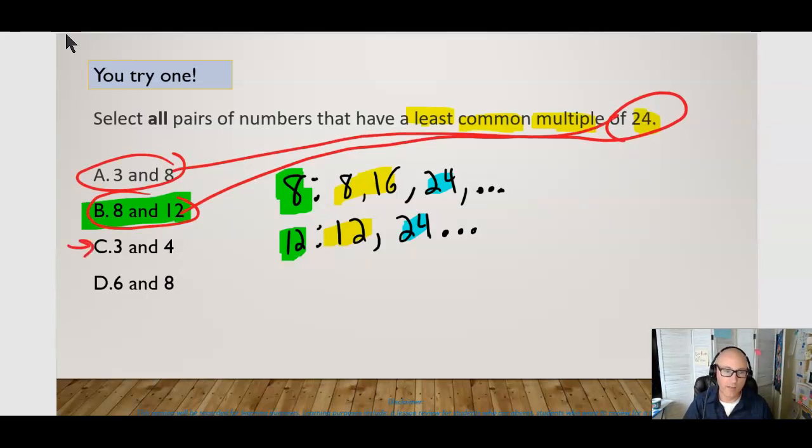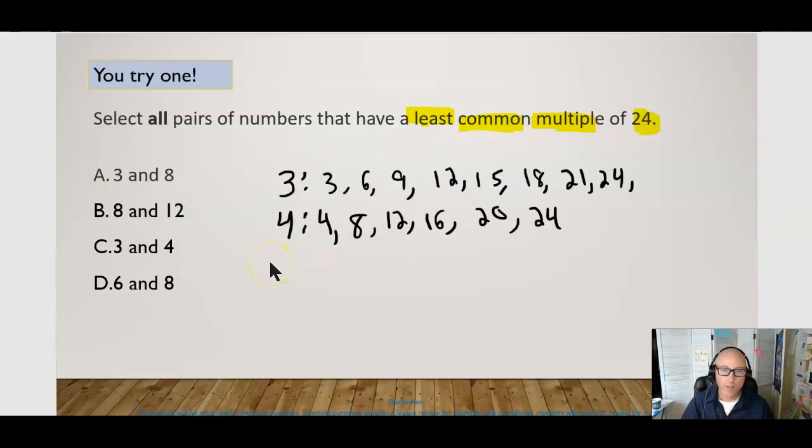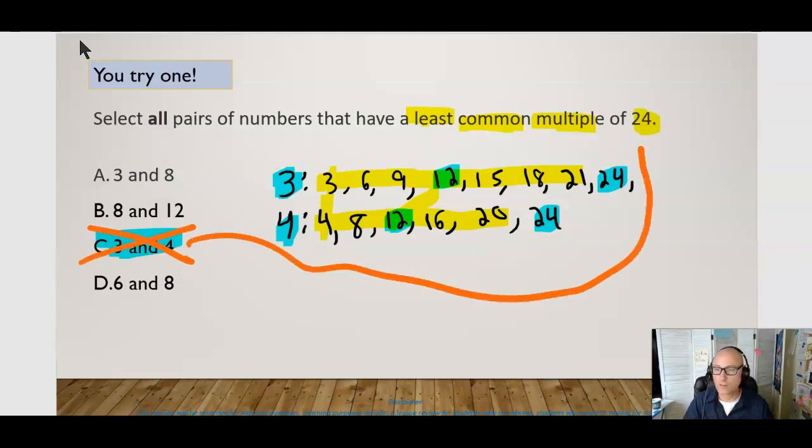How about C? Let's check that one out. Here's our 3 and 4, and here's our 24. Anything less than 24 in common? No 4s, no 8s, no 12s. Uh-oh, spaghetti-o. There's a 12 and a 12 here, so that's less than 24. So C doesn't work, because it asks if 24 is the least common multiple. It's common, but not the least common.